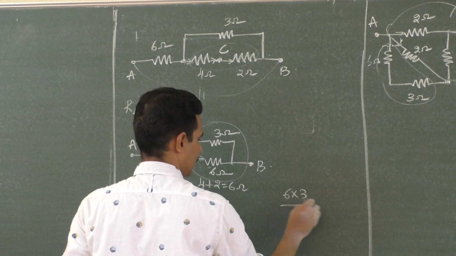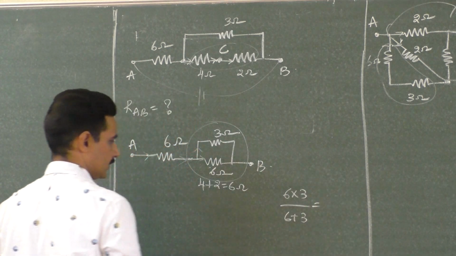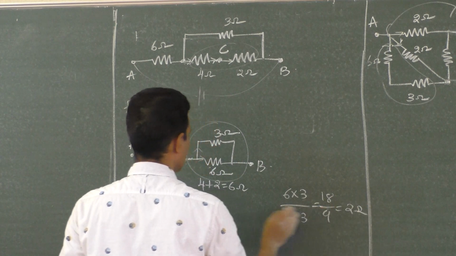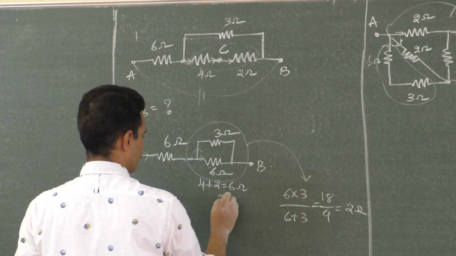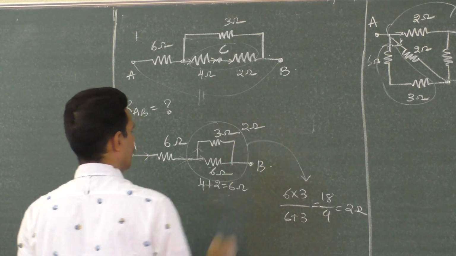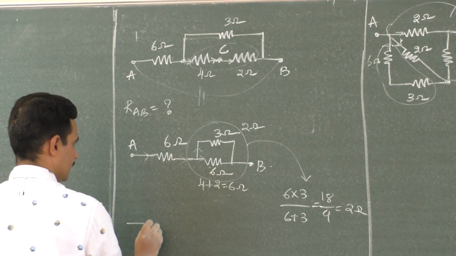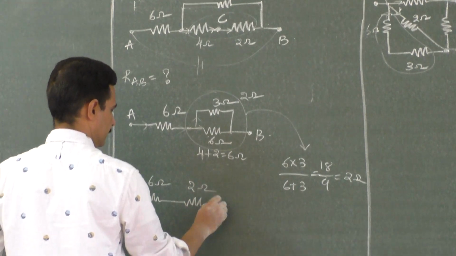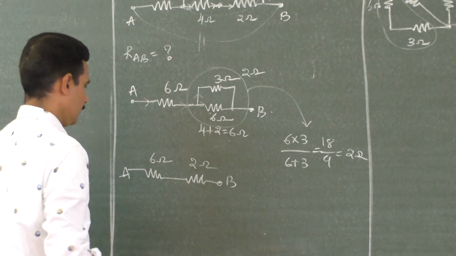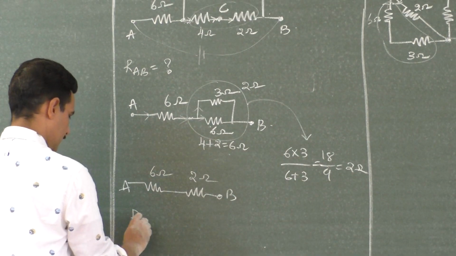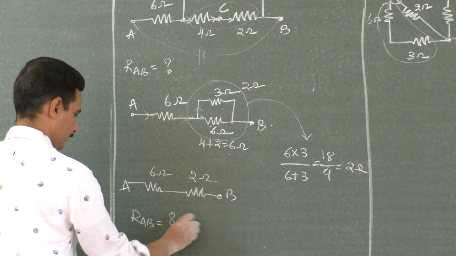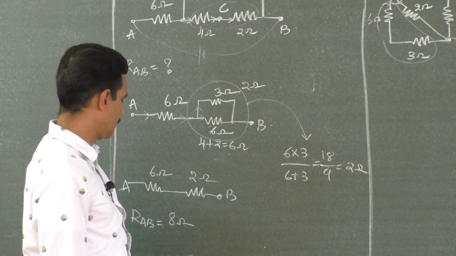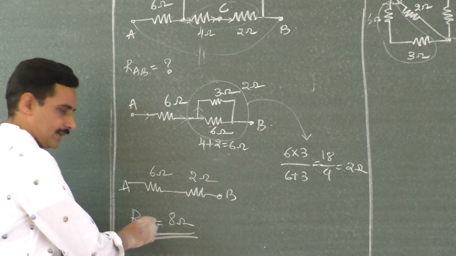6 into 3 divided by 6 plus 3, that is equal to 18 by 9, that is equal to 2 ohm, right? So that is this part, that is 2 ohm. This whole part is 2 ohm. So shall I replace that whole part by 2 ohm, 6 ohm, and 2 ohm, and B, AB. So 6 plus 2, 8. So R across A and B is 8 ohm, correct? 6 parallel 3, 2, 6 plus 2, 8. That is all the thing. So that is the resultant.